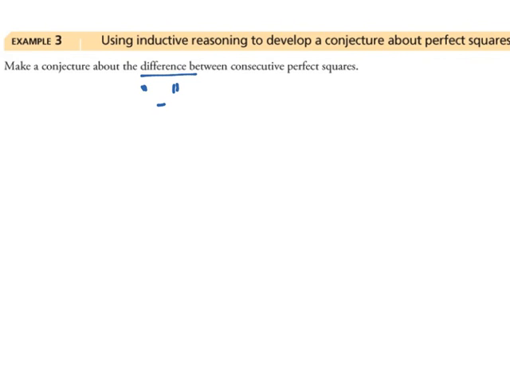Consecutive means next. And perfect squares means a whole number that is squared. The next perfect square is 1 squared, not 1, then 2 squared. And the next one is 3 squared. Next one is 4 squared, and so on.